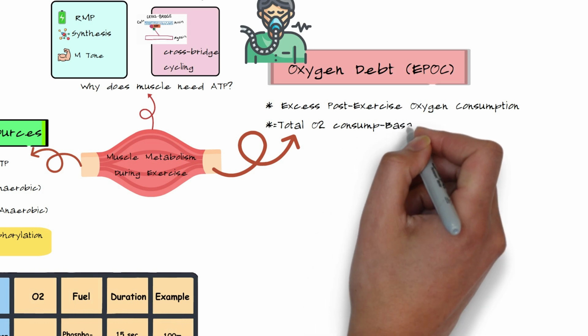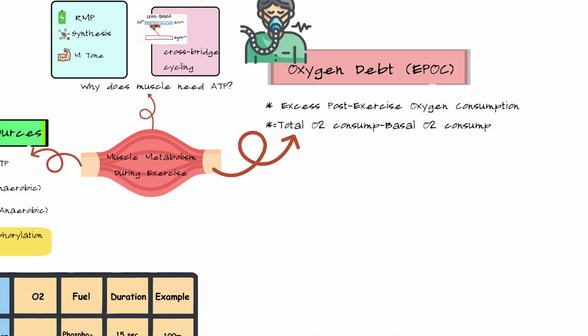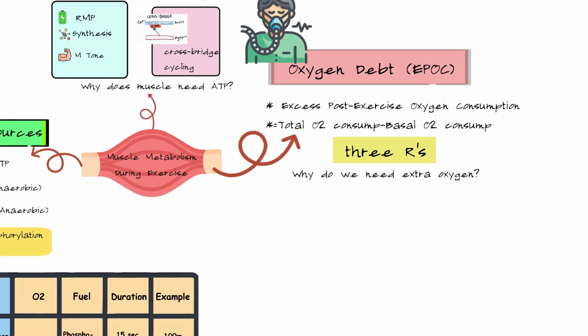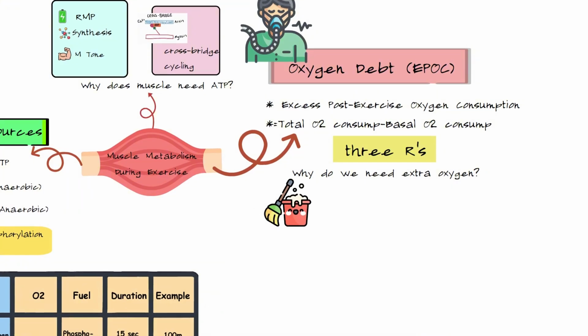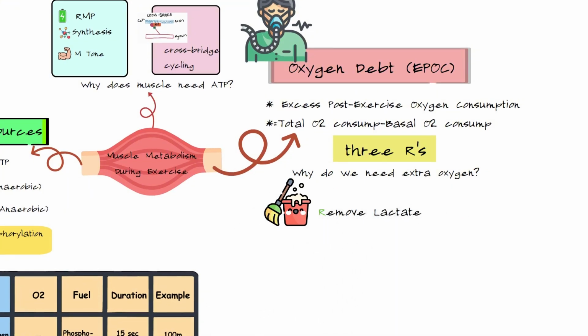And this oxygen is needed for the 3 R's, which are removal of the lactic acid, restoring the ATP, and reloading or refilling the myoglobin with the oxygen which was consumed.